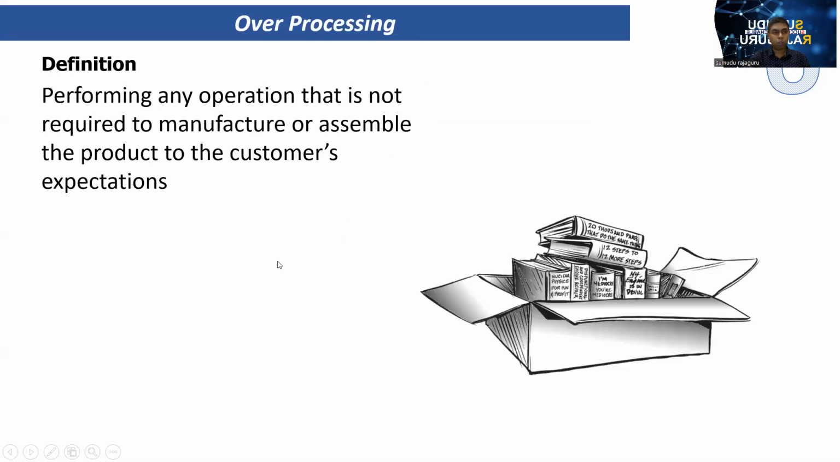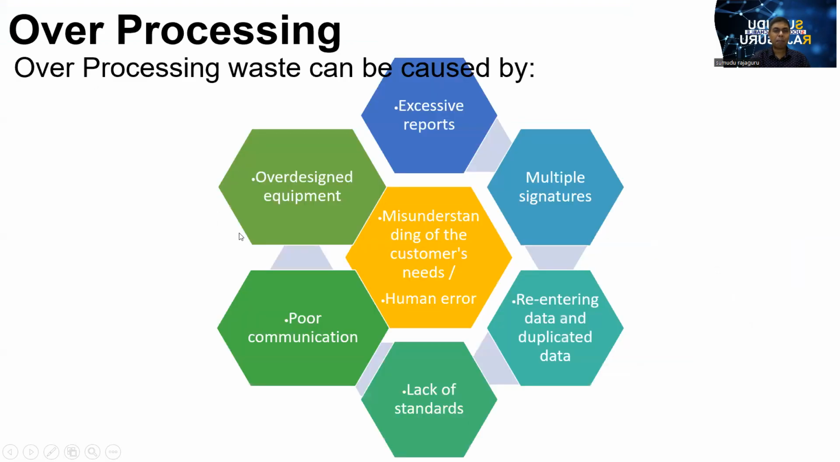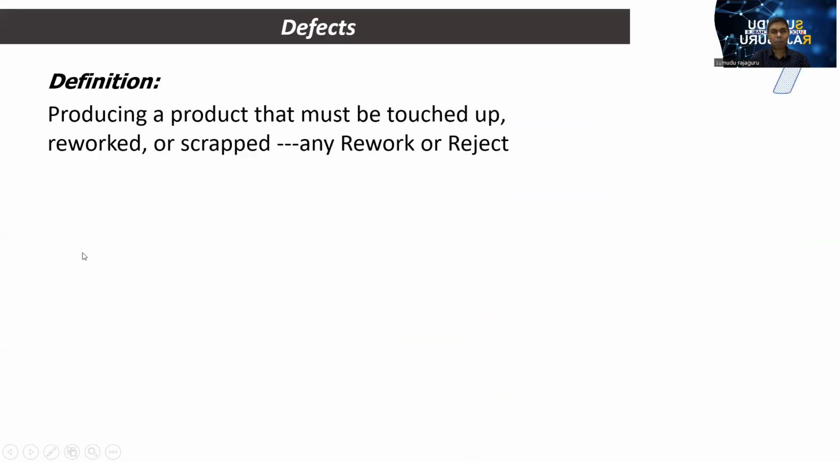Sixth one, overprocessing, performing any operation that is not required to manufacture or assemble the product to the customer expectation. These are the causes: excessive reports, multiple signatures, re-entering data and duplicate data, lack of standard, poor communication, over-designed equipment, misunderstanding of the customer need, as well as the human needs.